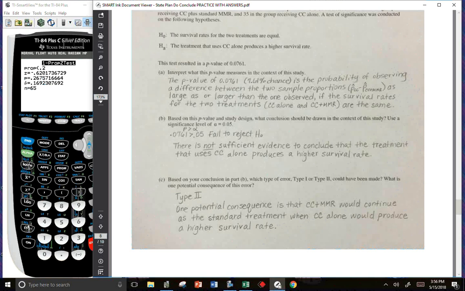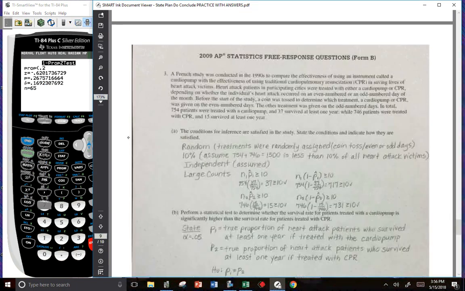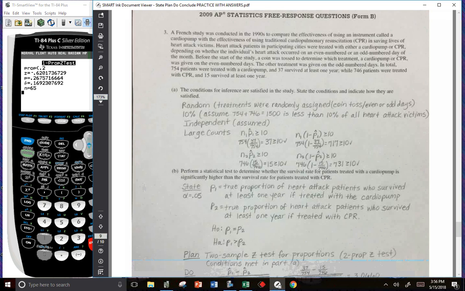If you combine the proportions together, okay? So the P-hat-1 group, can y'all stay with me here, is 37 out of 754. Our P-hat-2 group is 15 out of 746. If we combine them together, then you would add 37 plus 15 on the top, and you would add 754 and 746 on the bottom, and you would get your new combined proportion. That is how they solve these problems by hand.